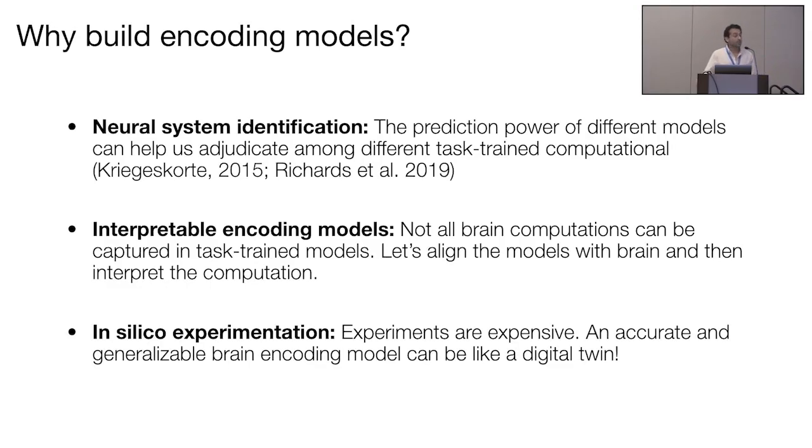Also, as Zitang mentioned, these models, if they're really good and generalizable, then we could use them as a proxy for the brain. We could do in silico experimentation on them and figure out this stuff and kind of optimize our experimentation so we don't have to do expensive experiments so much. I'm going to try to touch on all of these in my presentation.